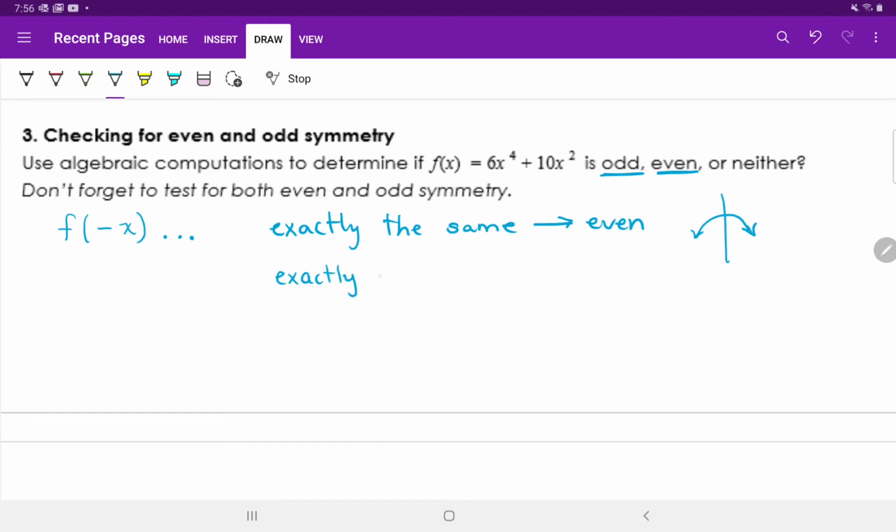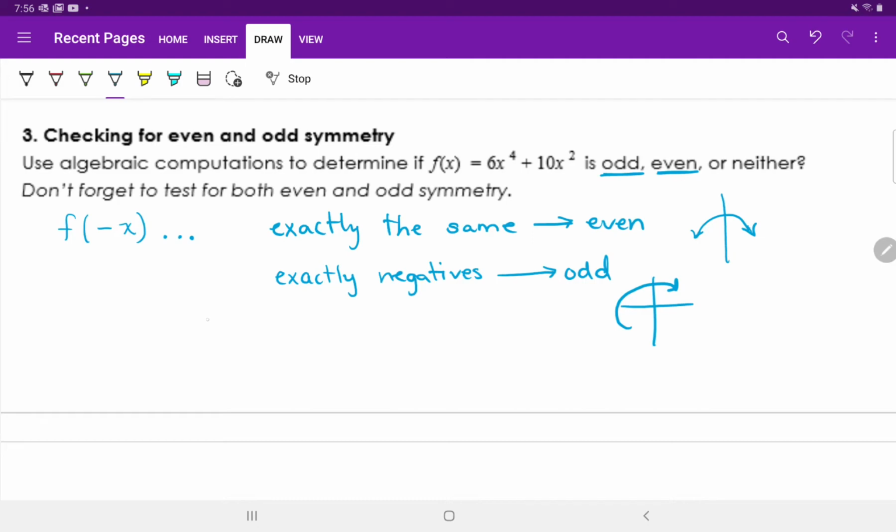If they are exactly negatives of each other, then we're dealing with an odd function, which would be a rotation 180 degrees. So really quick, I'm going to do an example.